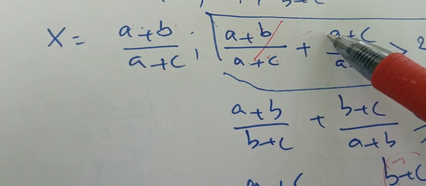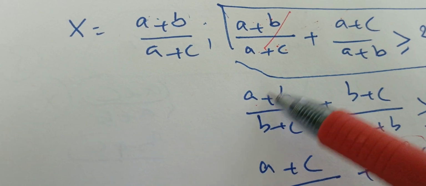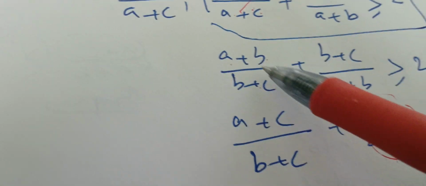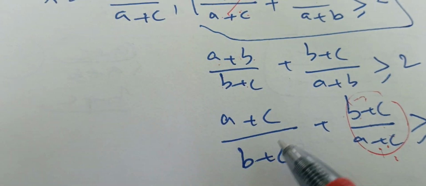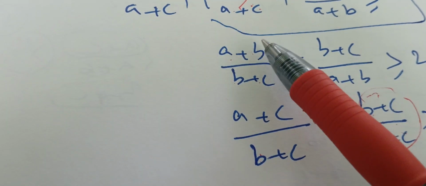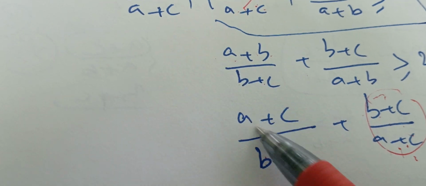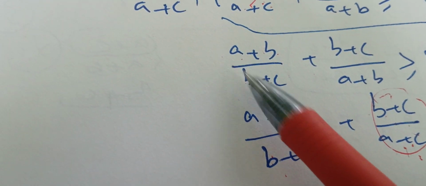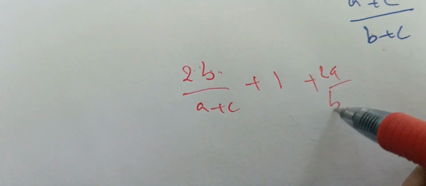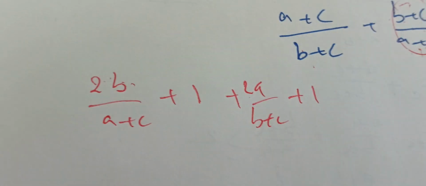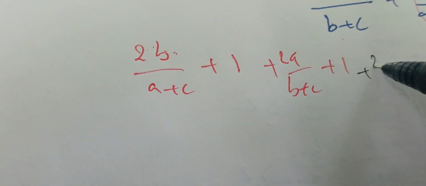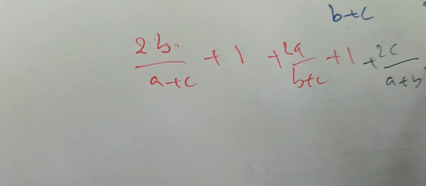So here I'm going to get 2a over b plus c plus b plus c, no, here. So let me do b plus c. I need to do it with this one. So here I'm going to have 2a over b plus c plus b plus c over b plus c, which is 1. So I'm going to have 2a over b plus c plus 1. And finally, the same thing, you're going to see, I'm going to have 2c over a plus b plus 1.